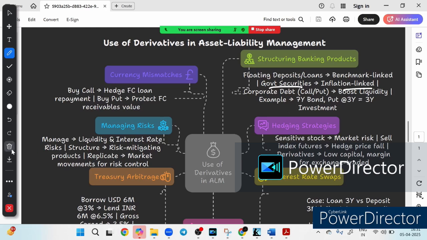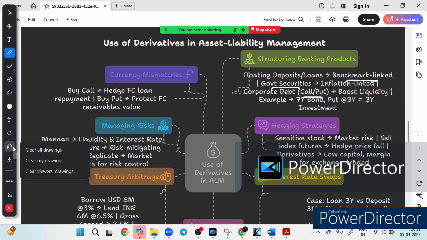Or if it is a corporate debt, like a call put option, then in that case call and put options will boost liquidity. So remember, depending on the types of product, you can use different techniques to hedge this asset level or interest rate risk and liquidity risk. Again, I am repeating: if it is a floating deposit or floating loan, you link it to a benchmark link. If it is a government security, it should be inflation linked. If it is corporate debt, it should be call and put option linked.